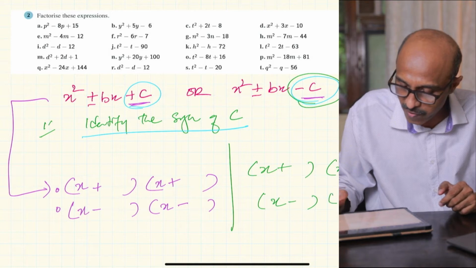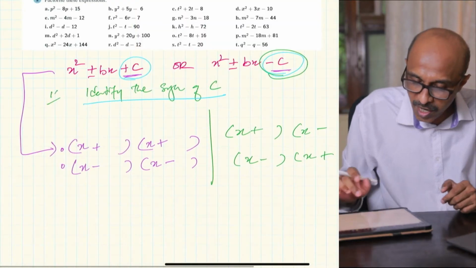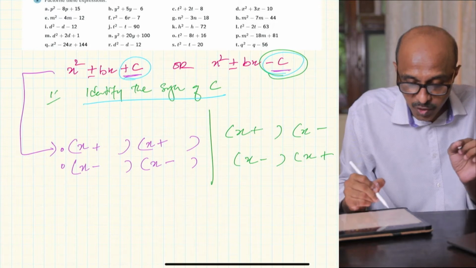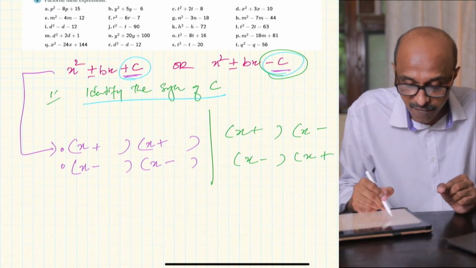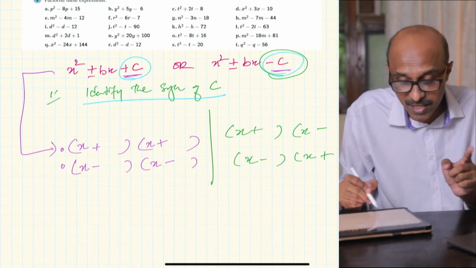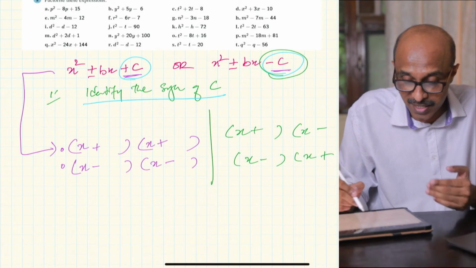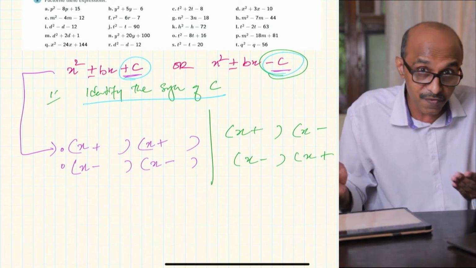It doesn't matter which way you put it, it's commutative: x plus x minus or x minus x plus. Can you guys see this? All right, so it all depends on the sign of c. If the sign of c is positive, the two factors will have the same sign, and that same sign will have to be the sign of b. If b is positive, your factors will be x plus and x plus, and if b is negative, the factors will be x minus and x minus. And if the sign of c is negative, the two factors will have different signs.